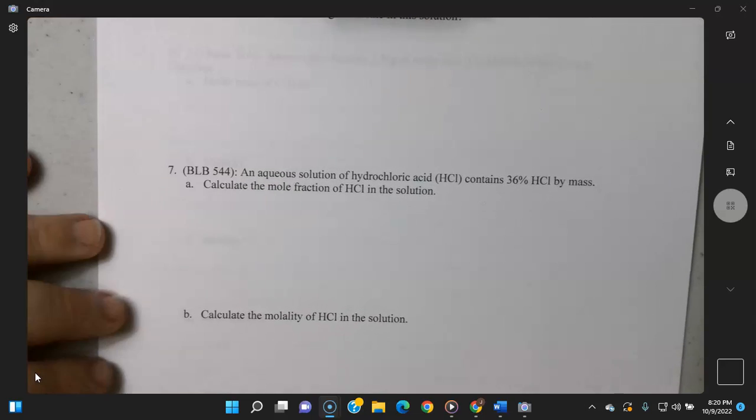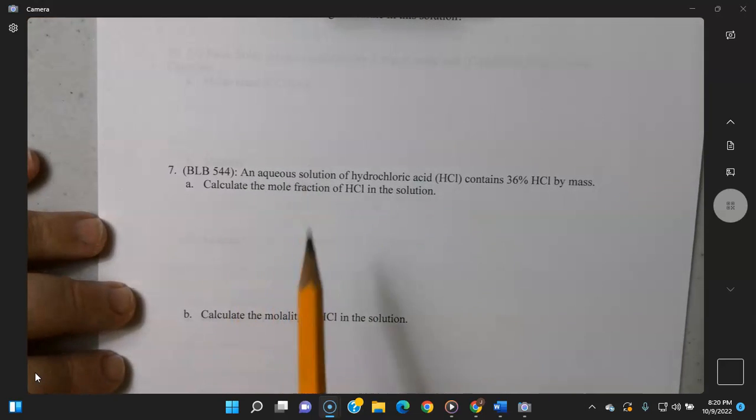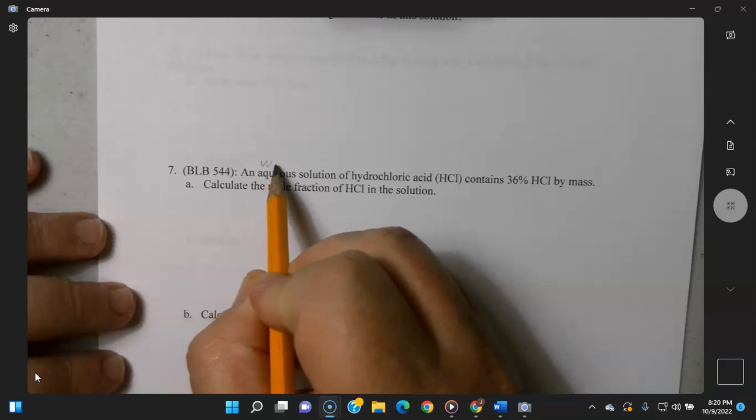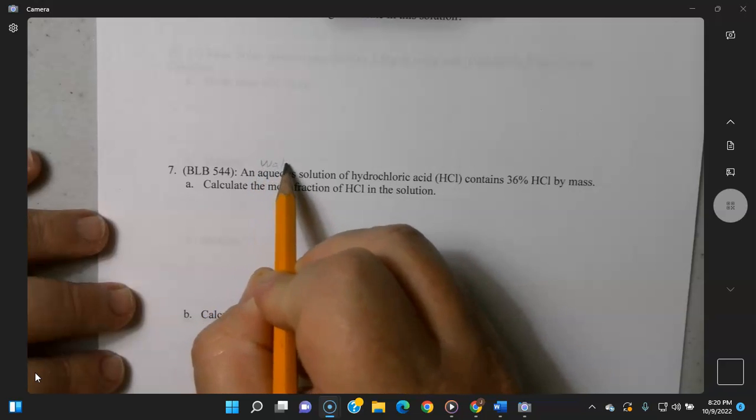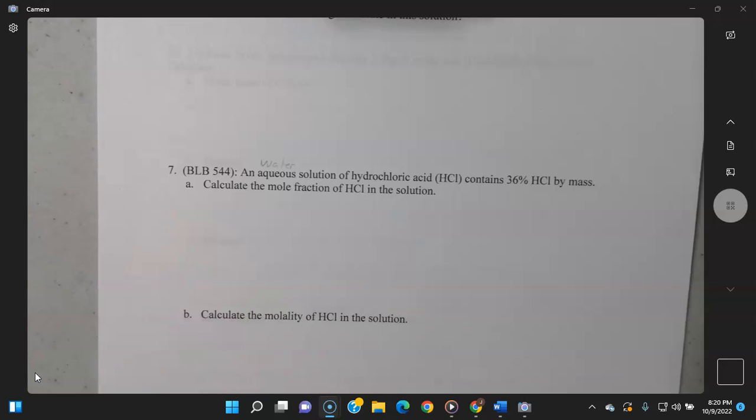Okay, so here we go. So an aqueous solution, again, aqueous means water. It means the solvent is water. And pretty much any solution we deal with in this class is aqueous. Of hydrochloric acid contains 36% hydrochloric acid by mass. Calculate the mole fraction of the HCl in the solution.